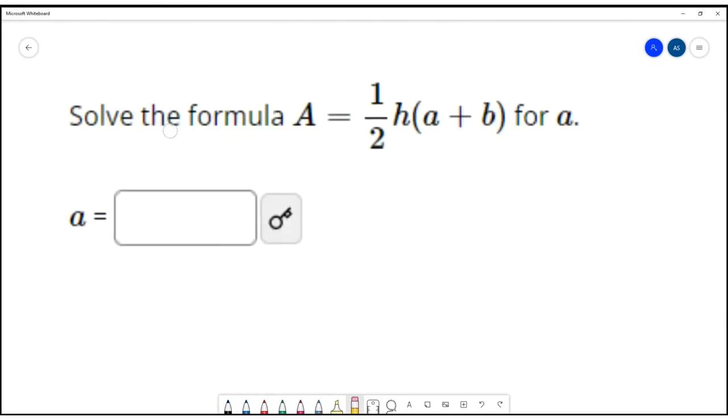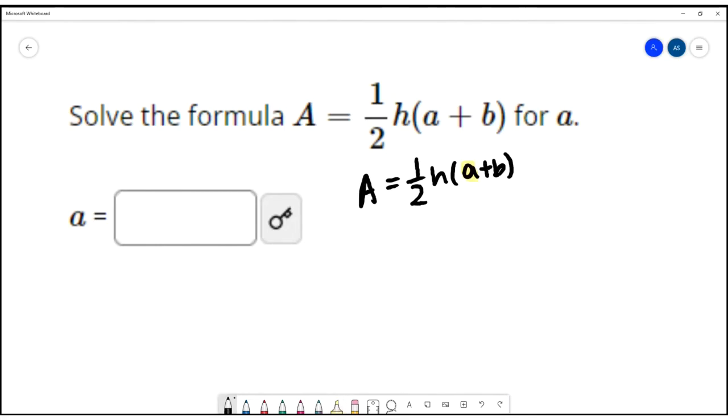For this question, we want to solve the formula A equals 1/2 h times (a plus b), and we want to solve for the variable a. So I'm going to rewrite the problem. A equals 1/2 h times (a plus b), and my variable I'm trying to solve for is a, which is inside the parentheses. Now before I can solve for that a, I want to get rid of all of these values that are attached to the parentheses so they go away.